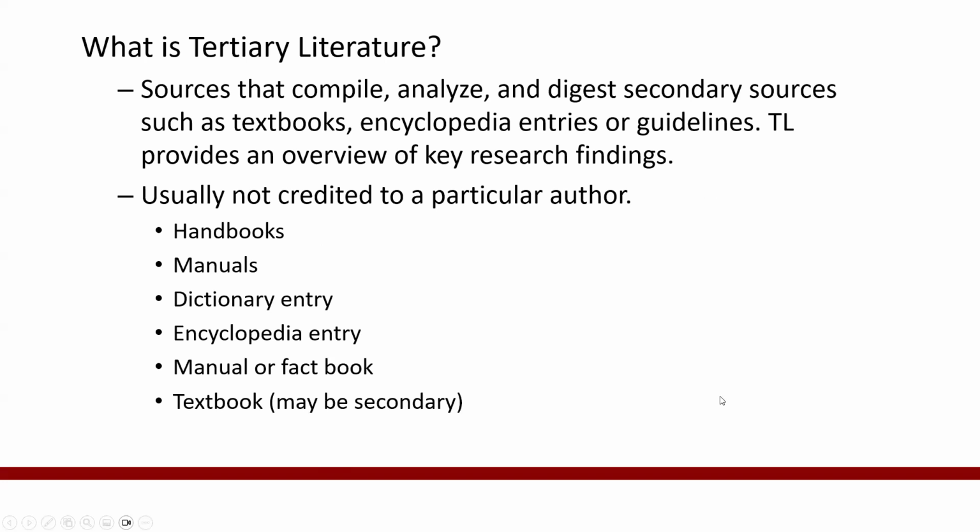Obviously, tertiary literature is sources that compile, analyze, and digest secondary sources such as textbooks, encyclopedia entries, or guidelines. Tertiary literature provides an overview of key research findings. Again, you're not going to be citing this, but maybe you need to look up a definition or get some background information. It's usually not credited to a particular author.